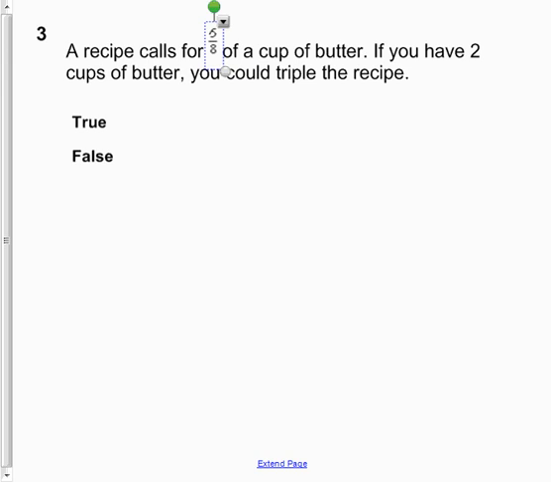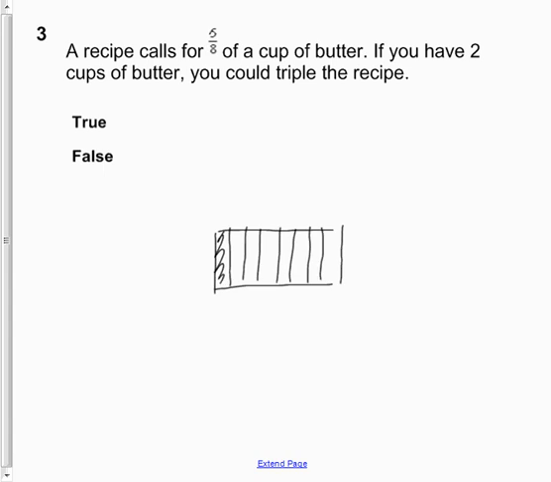So it says a recipe calls for 5/8 of a cup of butter. Okay? If you have 2 cups of butter, you could triple the recipe. So let's look at this. From a drawing standpoint, I have 1/8, I have 2/8, I have 3/8, 4/8.